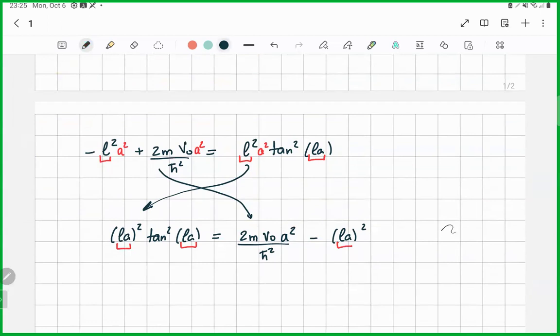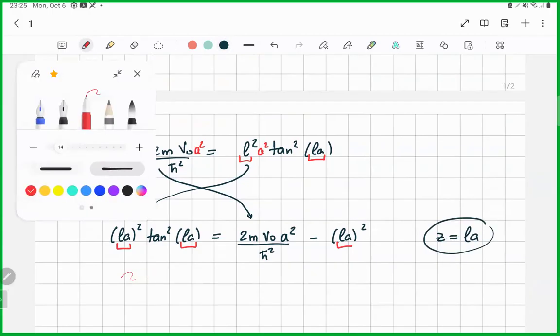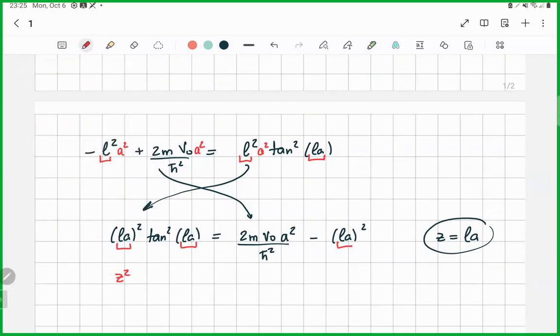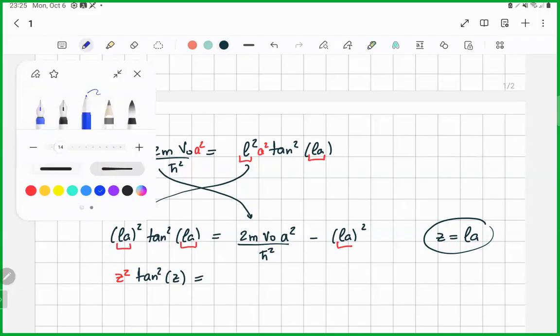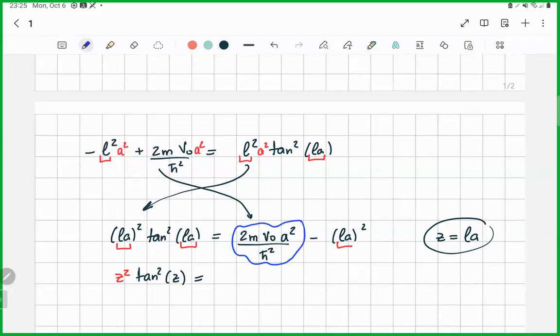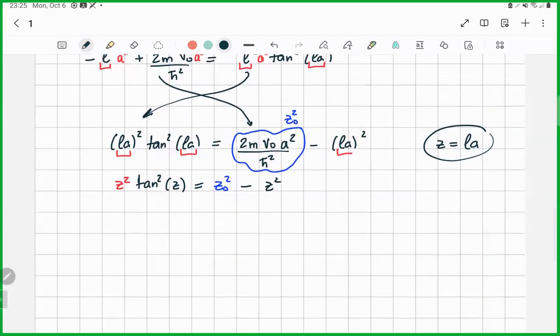So instead of calling it LA, I'll call it Z, so that my equation is Z squared tangent squared of Z equals to, well, look, as we said, this whole thing is just a constant. And so instead of keep writing mV naught a squared, I'll call it just z naught squared. This is a constant. So z naught squared minus z squared. Okay, so this is the equation that I have. My unknown, the variable here, is z.